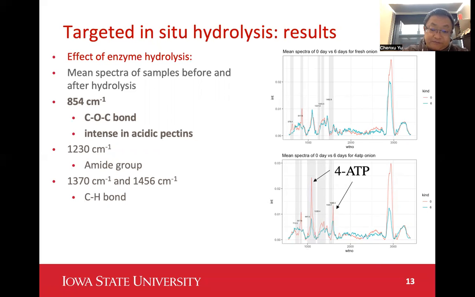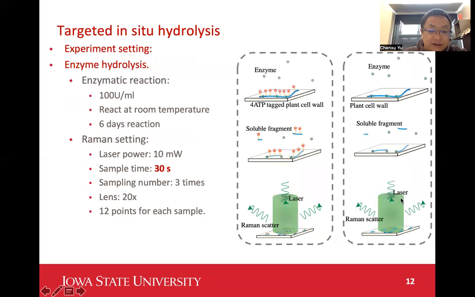And because the 4-ATP labeling and the nano enhancement give us a much more significant difference that can be observed, right, a change before and after hydrolysis, this will offer a better chance of revealing where the 4-ATP labeled pectins are at.